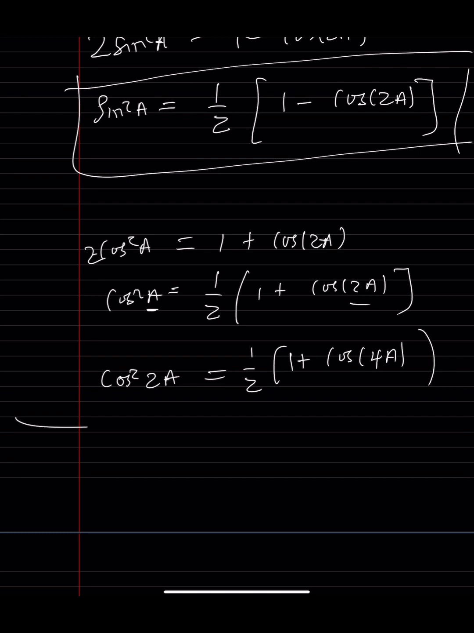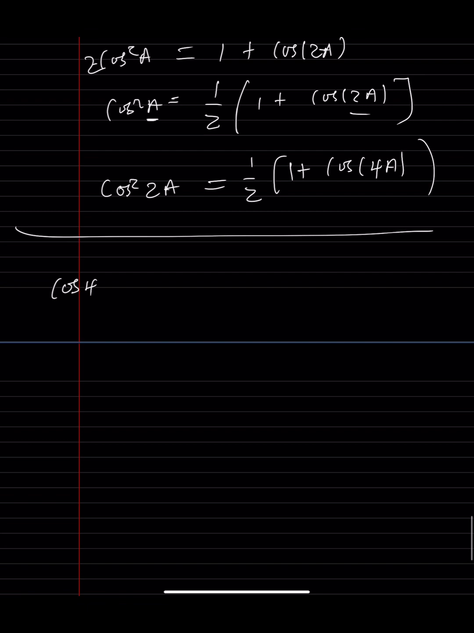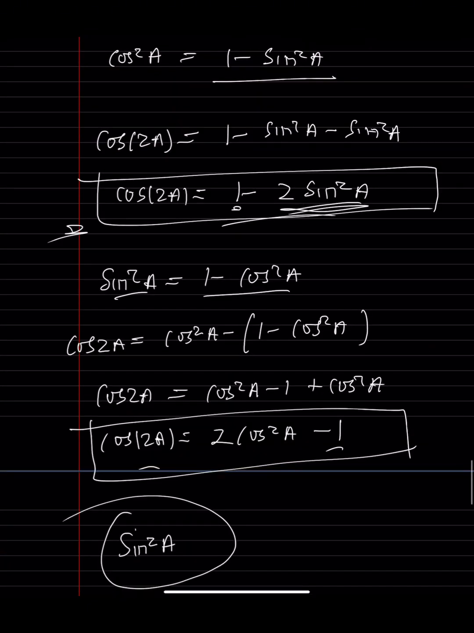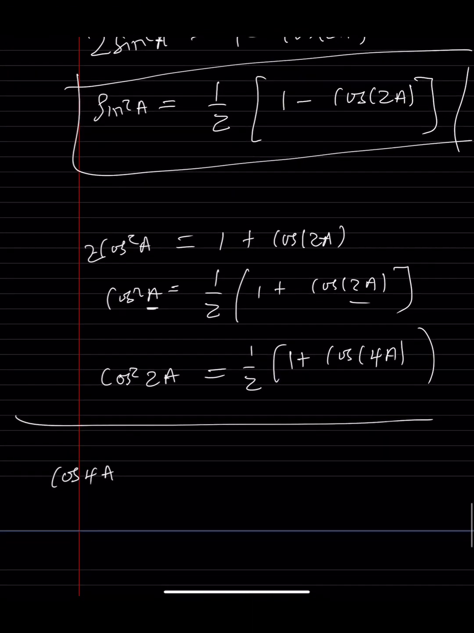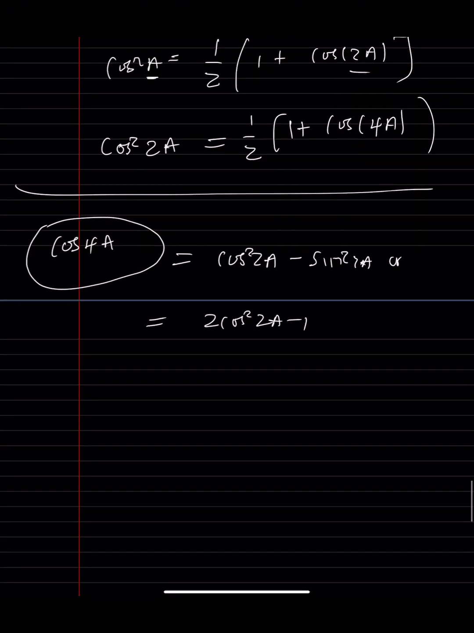So based on what we have done already, let's look at something in order to better our understanding. Assuming that you don't have cos 2A, but you have maybe cos 4A, and you want to simplify it, we know that cos 2A is equal to 2 cos square A minus 1. It's just a matter of having cos 4A. We can also do it like cos square 2A minus sine square 2A. Or you can also rewrite it as 2 cos square 2A minus 1, as I did over here. So this is very important. It's just a matter of knowing how to manipulate things in order to get whatever you want.